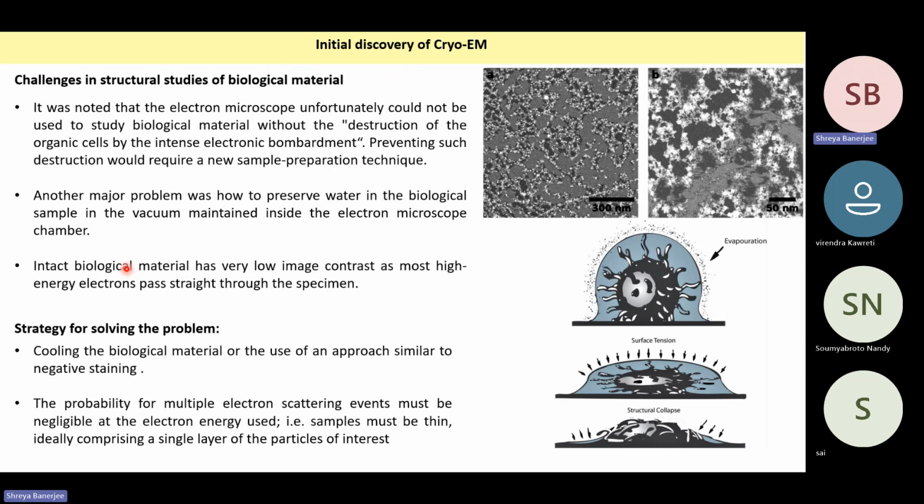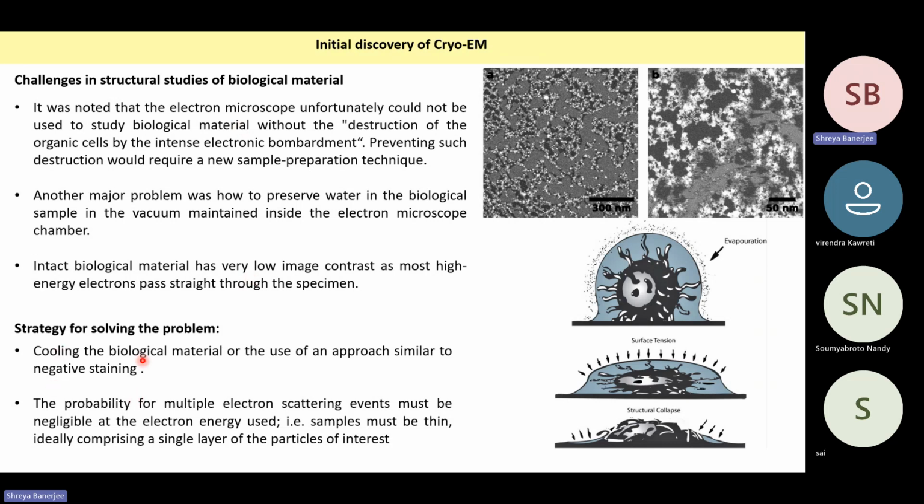And another problem was that intact biological material has very low image contrast as most high energy electrons pass through the specimen. So if the electron is passing through the specimen, you will not get a very good resolution. You will only get a resolution if the electron is interacting with the specimen atoms. So what was the strategy for solving these problems?